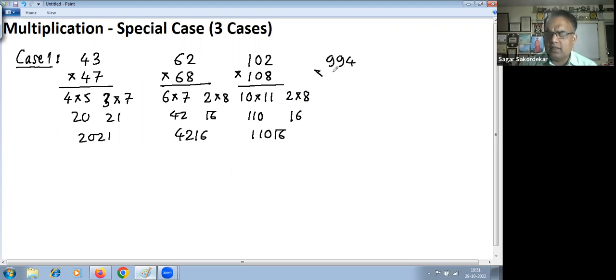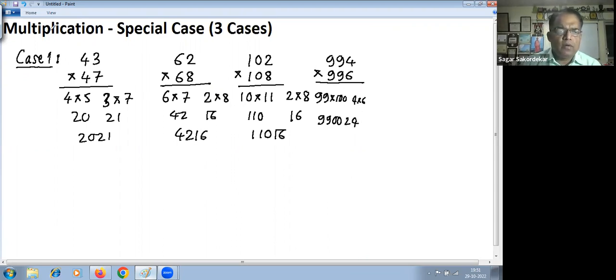Satvik, try to answer this. 994 multiplied by 996. 99 is common here. Good, Satvik. So 99 into 100, and this is 4 into 6. So 9900, multiplying by 100 is just keeping those zeros, and 24. Okay, so this is what was known to you.